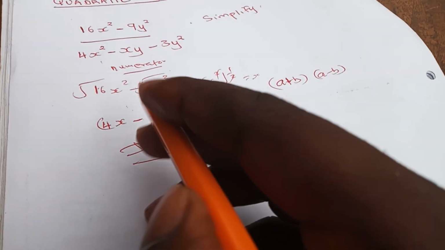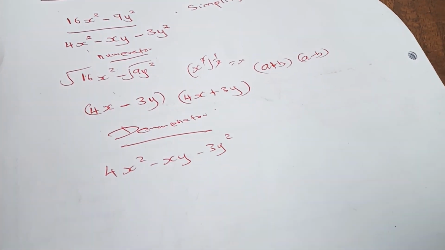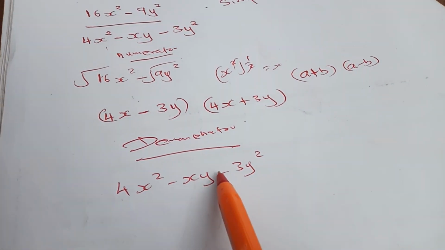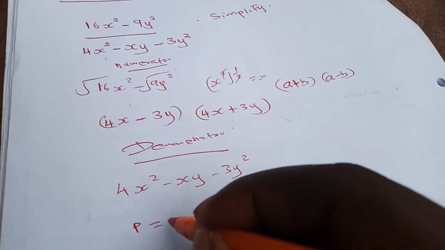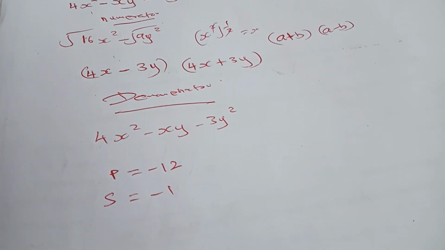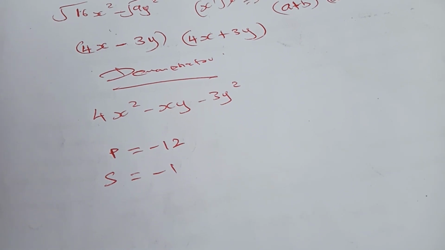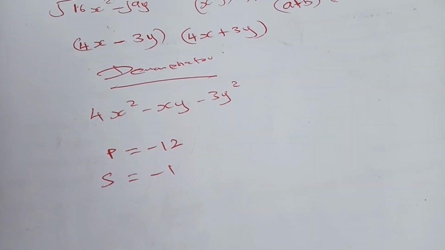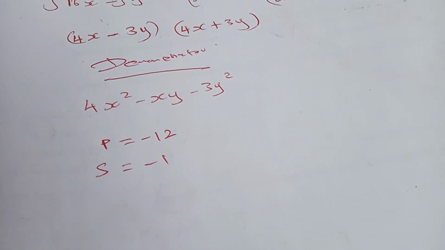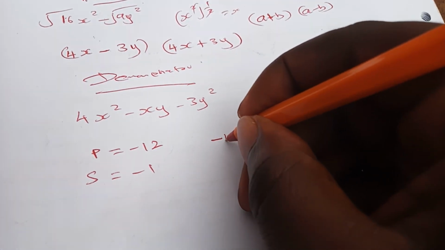To solve the denominator, you look at the denominator. We have 4x squared minus xy minus 3y squared. The question here is so simple. Which numbers do I multiply? The product is 4 times negative 3, which is negative 12, and then the sum is negative 1. So which numbers do I multiply to get negative 12 and add to get negative 1? Probably, by just looking at it, this will be negative 4 and 3. If I multiply negative 4 and 3, I'll get negative 12. And if I add the 2, I'm going to get negative 1. So the numbers are negative 4 and 3.